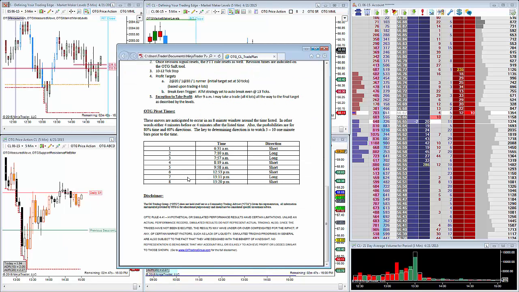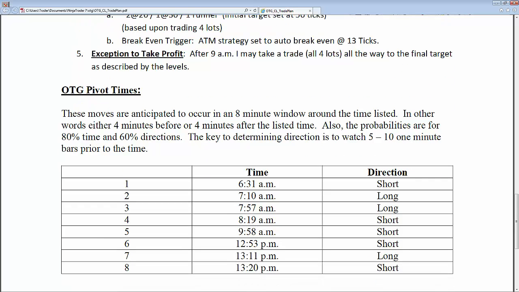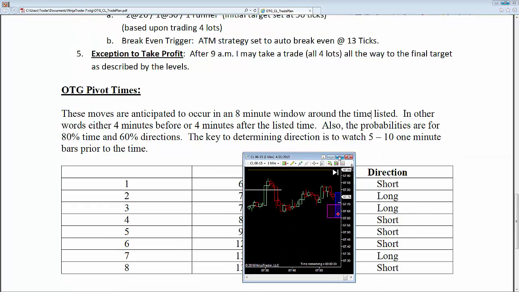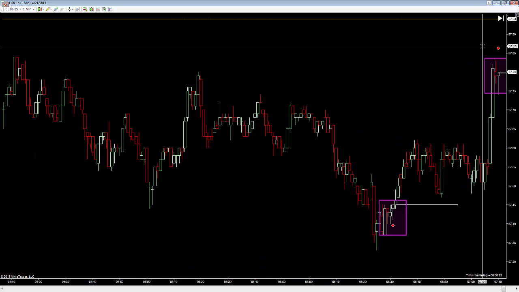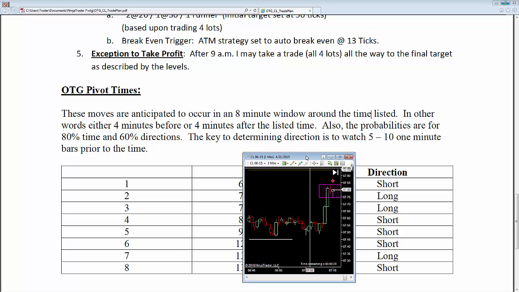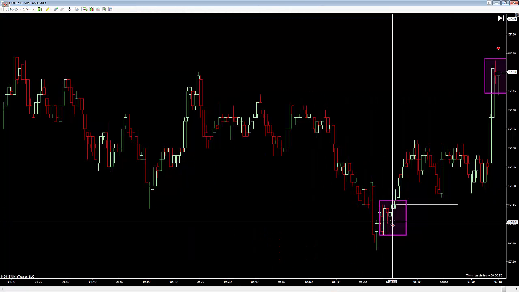This is on your OTG trade plan. I want you to take a look at the first time listed here, which is 6:31 a.m. I'm going to bring the 1 minute chart over, and we're going to look at the 6:31 a.m. time frame. That's this time frame right here.